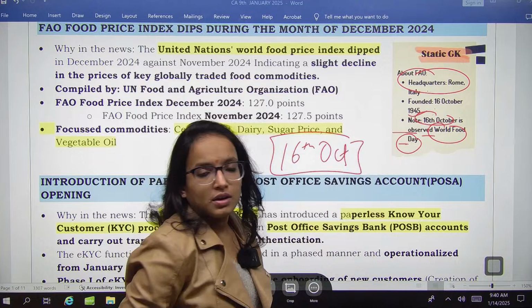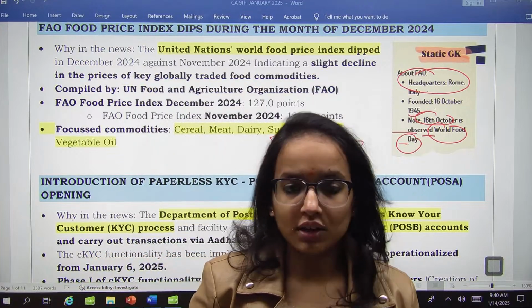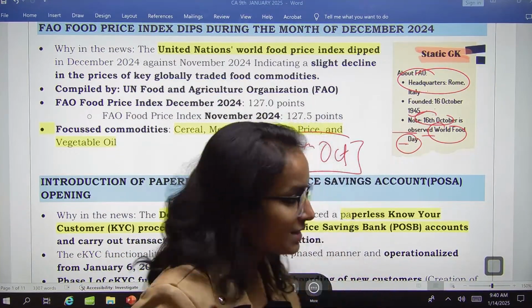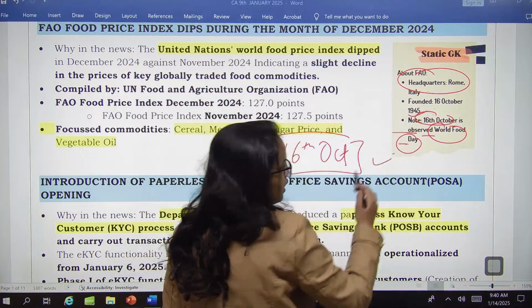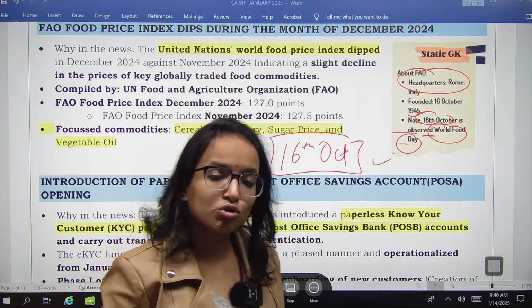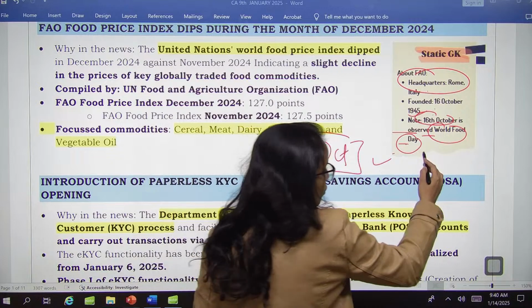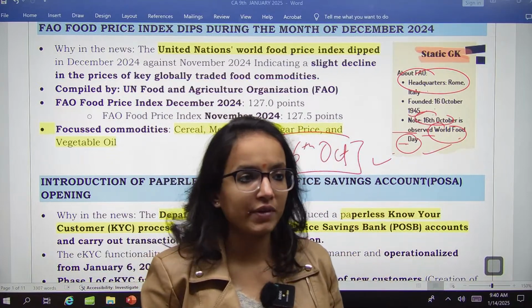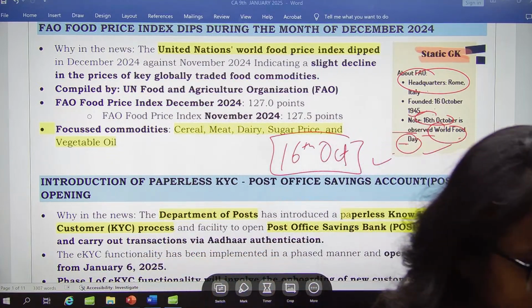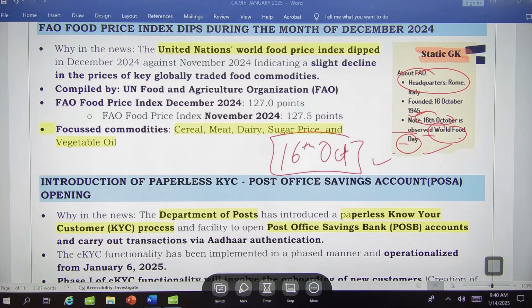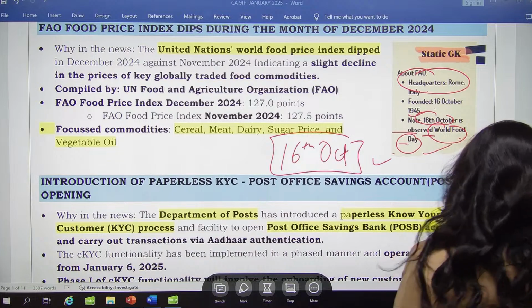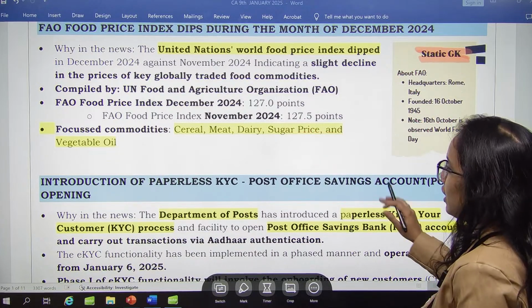since FAO, the Food and Agriculture Organization, was established on 16th of October. That's why 16th October is also observed as World Food Day. This can be another important fact. World Food Day. Now, this is not every month data.